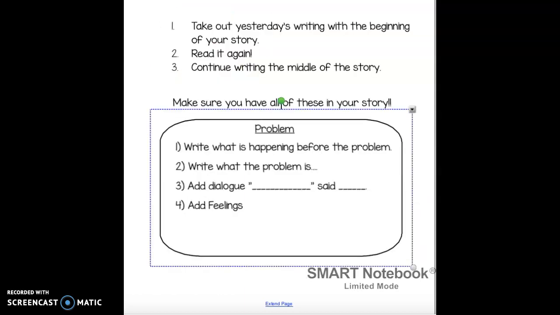So what you're going to do now, you're going to take out yesterday's writing with the beginning of your story. You're going to read it again so you refresh your memory. Think of the setting. What kind of problem can you have in that setting? Continue writing the middle of the story.